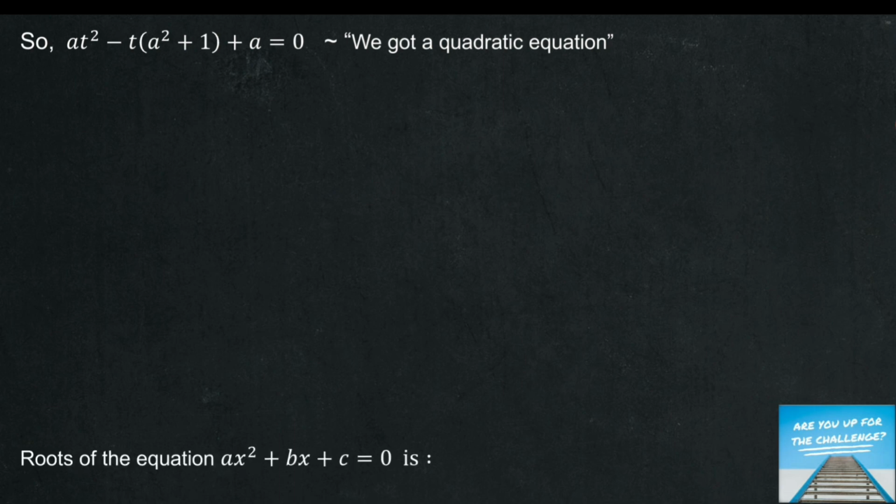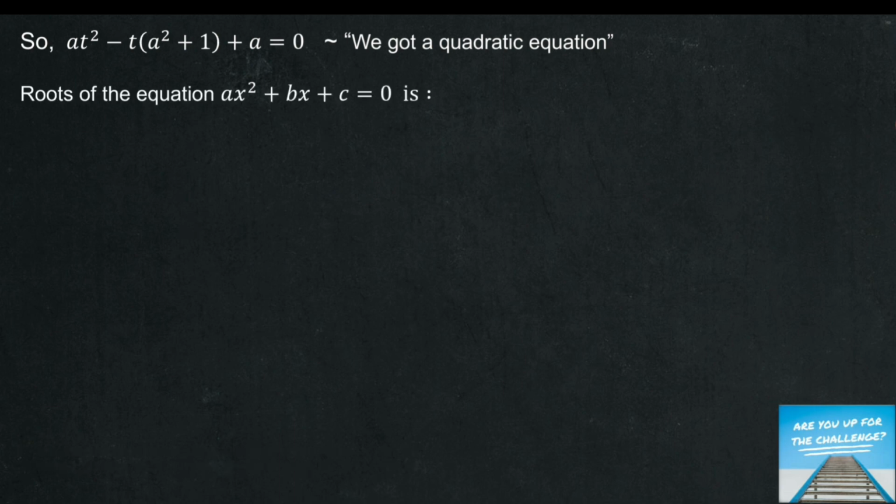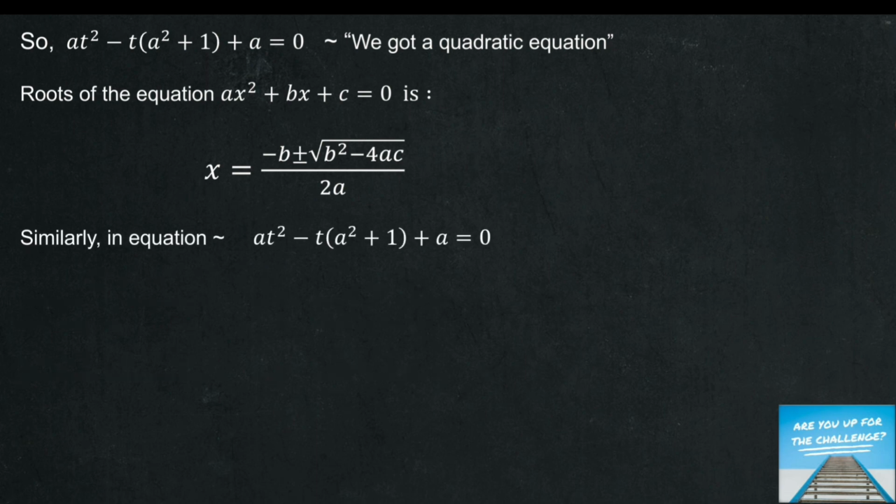Actually, in a quadratic equation like ax square plus bx plus c, here x is acting as t. You can see that. So the roots of ax square plus bx plus c equals 0 is x equals minus b plus minus under root of b square minus 4ac, by 2a. It's a very famous formula that we all know how to use. So let's continue. Simply, in the equation above we can use this formula only.